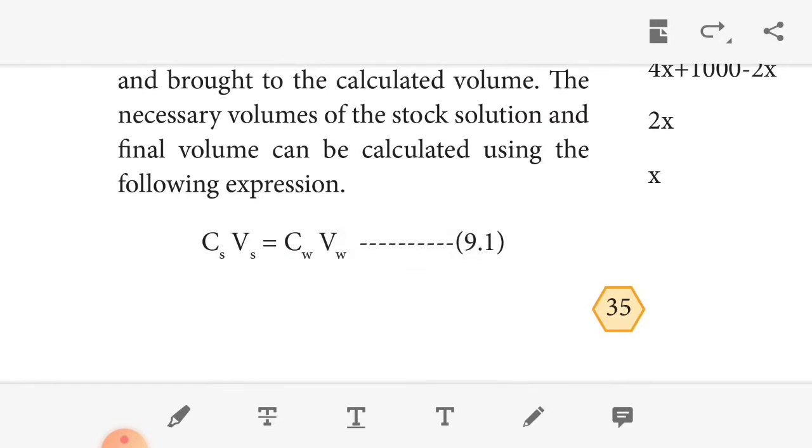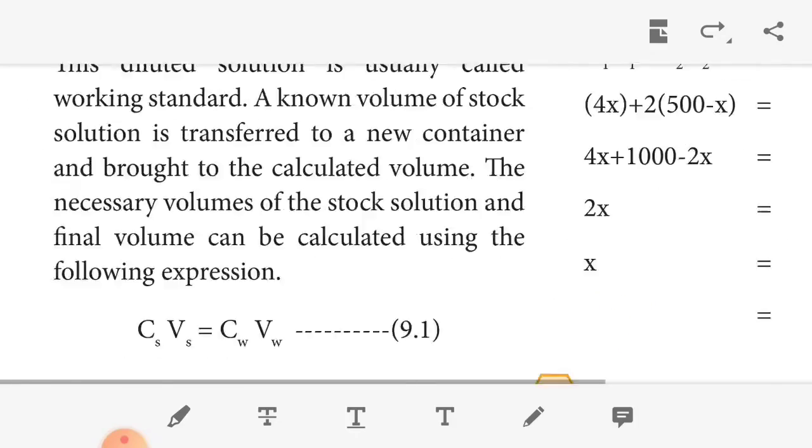CSVS: CS means standard concentration, VS means volume of the stock solution. The next is CW, the working concentration, and VW, the working volume. So CS and VS are the concentration and volume of the stock solution, and CW and VW are the concentration and volume of the working standard.